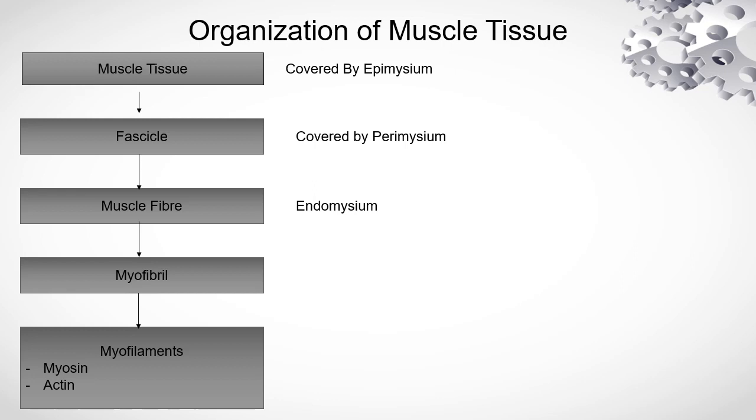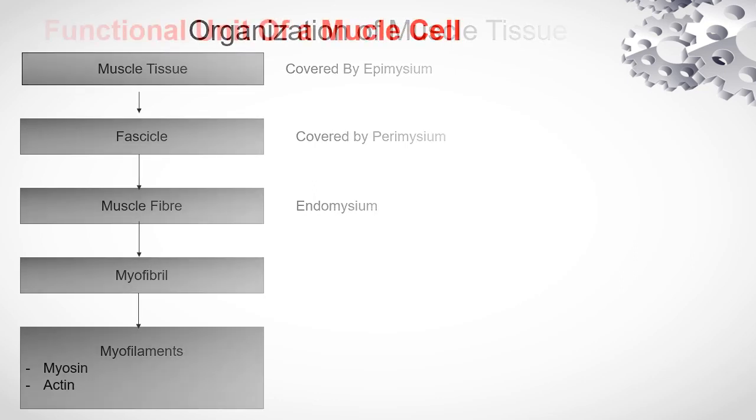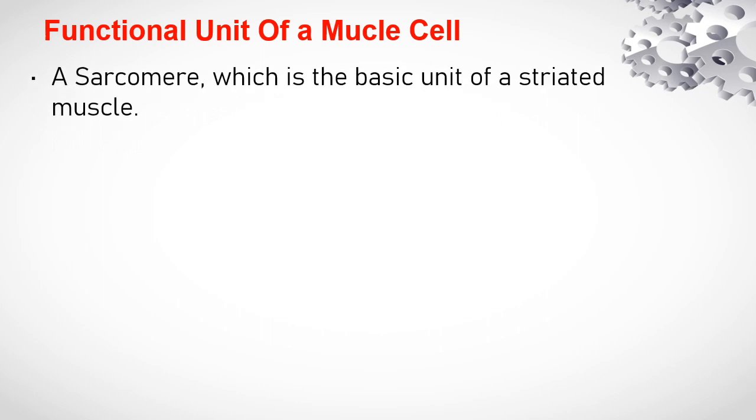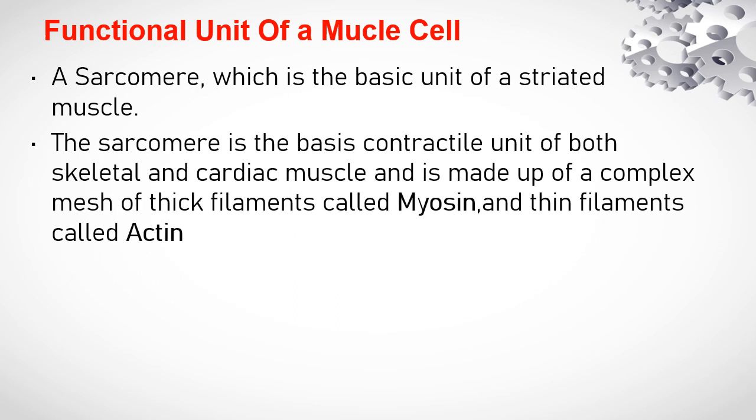organization. Anyways, let's continue. So now let's look at the functional unit of a muscle cell. The functional unit of a muscle cell is known as a sarcomere, which is the basic unit of a striated muscle. So why are we saying striated muscle? Because it is limited. Remember that we said we have three types of muscles in our body. The sarcomere is only found in the cardiac and skeletal muscles. All right. So this is where a sarcomere is found, because the sarcomere forms striations. So that's why we say it is a basic unit of a striated muscle.